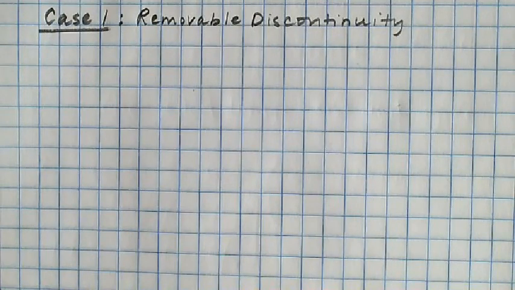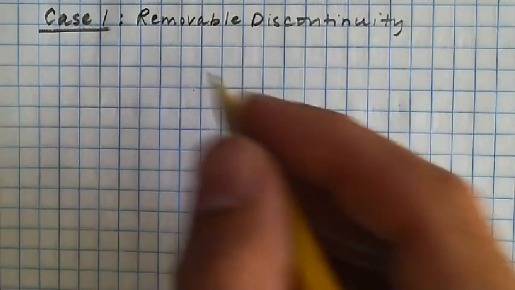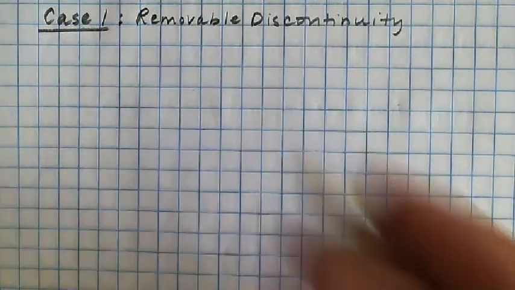So the first is the removable discontinuity. And I am assuming that you've seen some discussion of discontinuity in a previous class and some kind of discussion of limits, I am assuming that in your pre-calculus. If you're not familiar, I don't think that's a big deal. I still think you'll be able to follow along with this. But a removable discontinuity is what we would consider a hole, right?